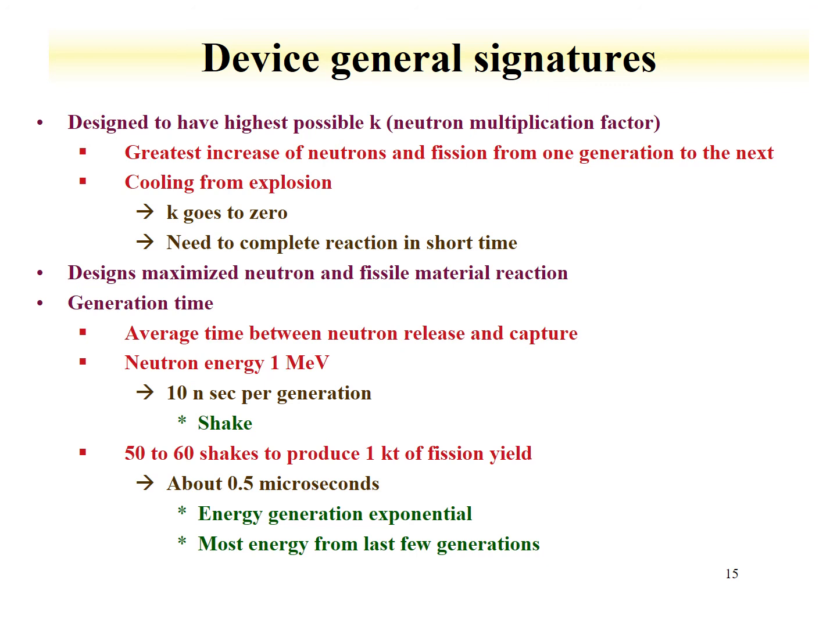So think about it, if you look at a typical diagram, you have one generation fissioning, those neutrons go off, fission something else. That generation is called a shake, and each shake has a neutron energy of about 1 MeV and a time period of about 10 nanoseconds. 50 to 60 shakes produce about 1 kiloton of fission. This is about half of a microsecond, and this is an exponential type of reaction. So most of the energy is just from the last few generations.